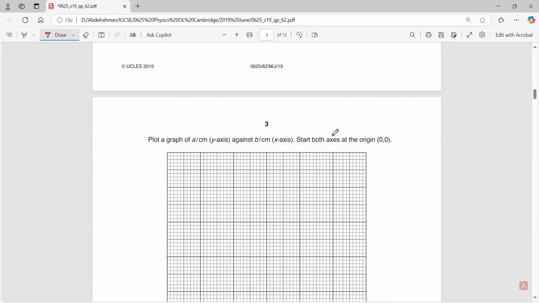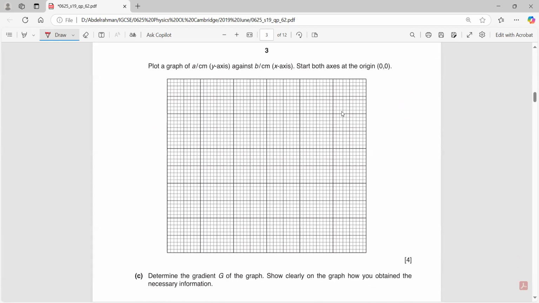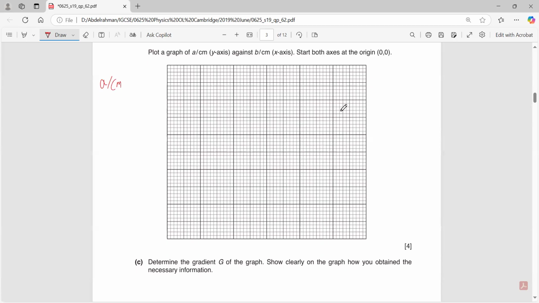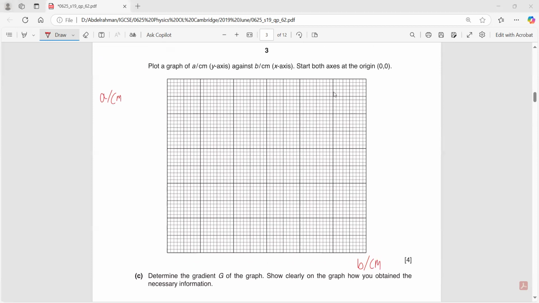Can I plot the graph of A and B? A is on the y-axis. First of all, you have to write down A slash centimeters on the y-axis, and B slash centimeters on the x-axis. Start both axes from the origin. Even though it might not be the best thing to do, you have to start from 0 and 0. Both axes will start from 0.